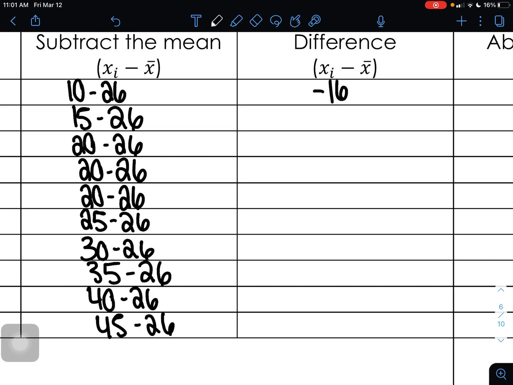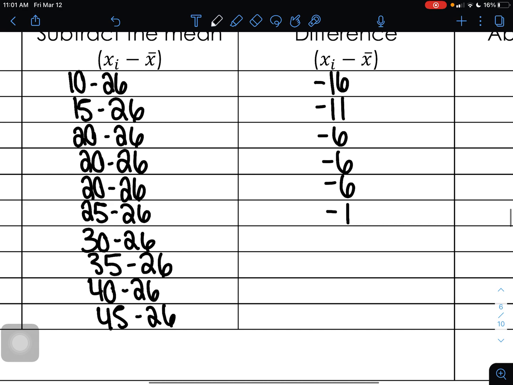15 minus 26, negative 11. 20 minus 26, negative 6. 20 minus 26, negative 6. 20 minus 26, negative 6. 25 minus 26, negative 1. 30 minus 26, 4. 35 minus 26, 9. 40 minus 26, 14. And 45 minus 26, 19.